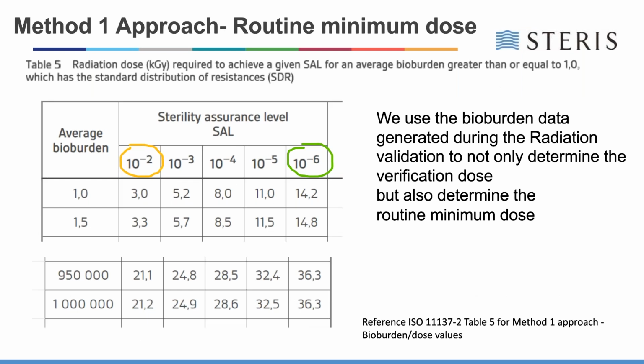So here in this table, we have a snippet from table 5 of ISO 11137-2. It gives the bioburden dose values for the method 1 approach. So what we'll do is use the bioburden data we generated during phase 3 of the radiation validation to not only determine the verification dose, which is under the column 10 to the minus 2, our verification dose, but we'll also determine the routine minimum dose, which will be under the column of 10 to the minus 6. You can see those two have been highlighted. For example, if we look at an average bioburden of 1.5 on the table, we can see that the verification dose of 10 to the minus 2 will be 3.3 kilograys, and the routine minimum dose will be 14.8 kilograys.